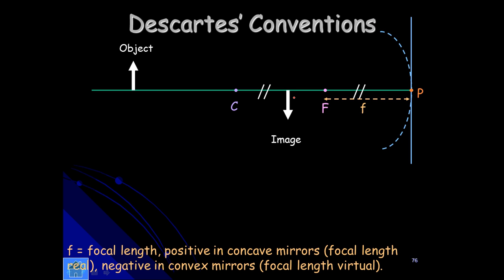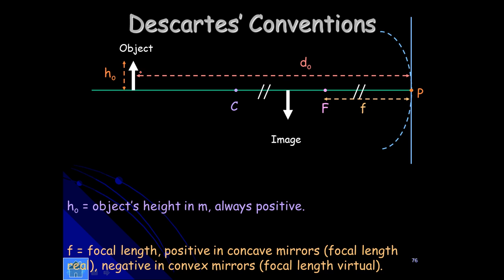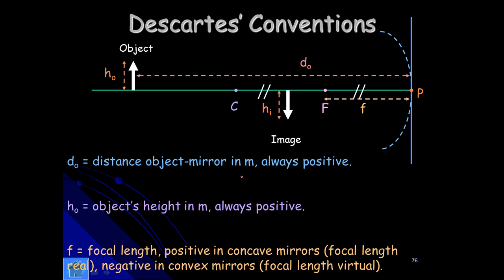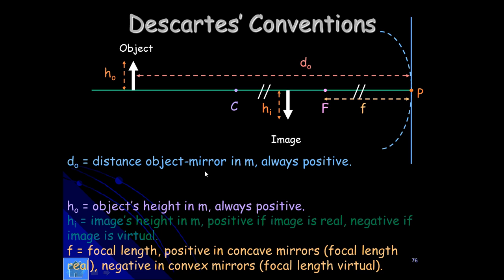So we have an image, we have an object, and we need those. This has got a particular height. This is always positive. There is a distance from the mirror to the object. We call that DO. It's always positive. Can be in different values, but often seen in meters. The height of the image.